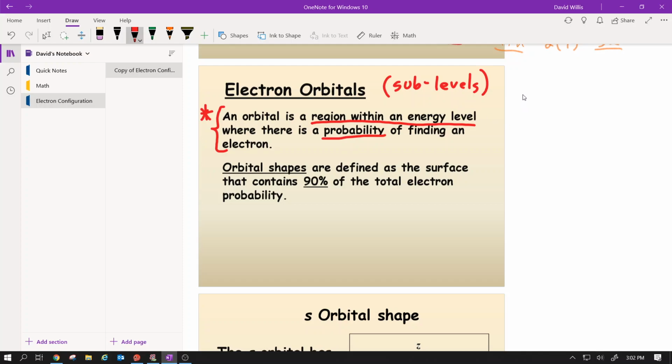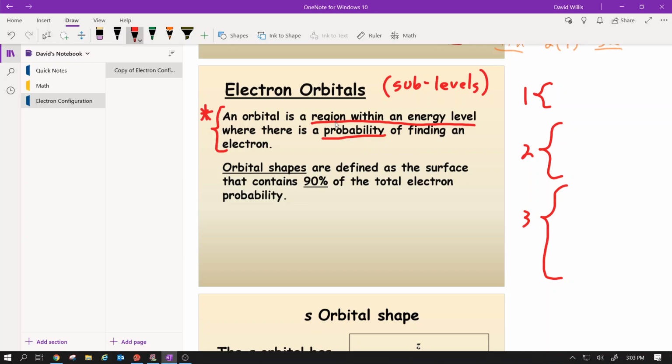So within the first energy level, there is a sublevel. Within the second energy level, there are some sublevels. Within the third energy level, there are some sublevels. And those are called orbitals. We're going to talk about those orbital shapes in just a minute, and the orbitals that exist in each energy level. Now, the orbitals are where the electrons actually reside, but again, we don't know exactly where.